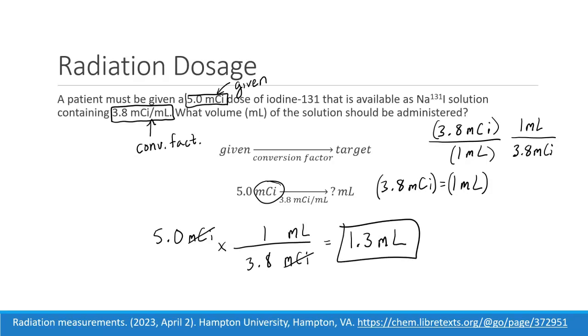So hopefully that's pretty simple. Again, you take the millicurie units, that number is your given information, and then decide whether you need to keep or flip the millicuries per milliliter. In this case, we need to flip that conversion factor to get your volume. So I hope this helps.